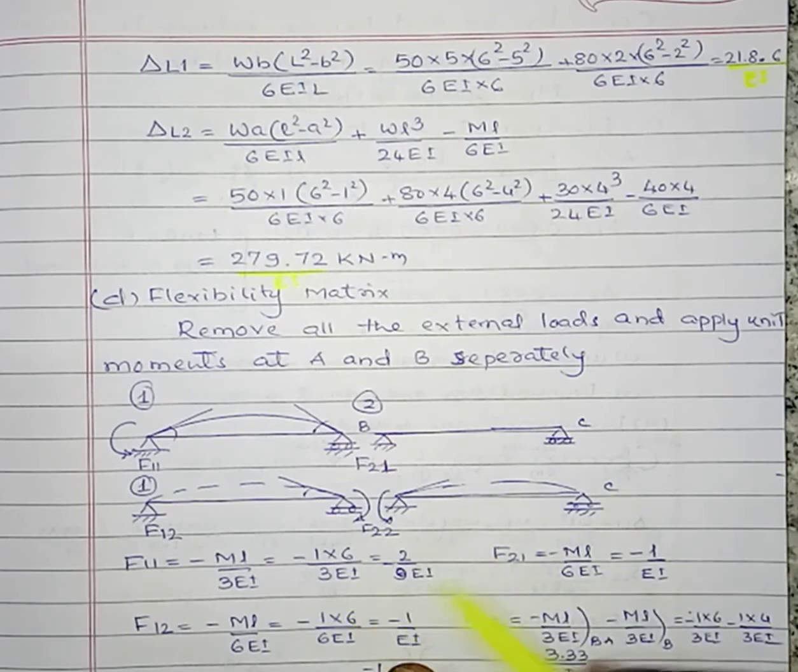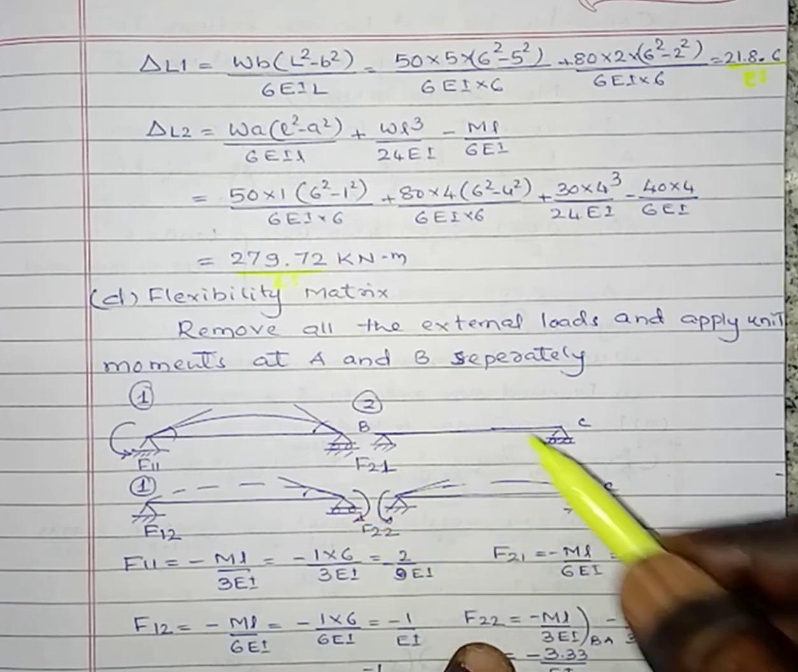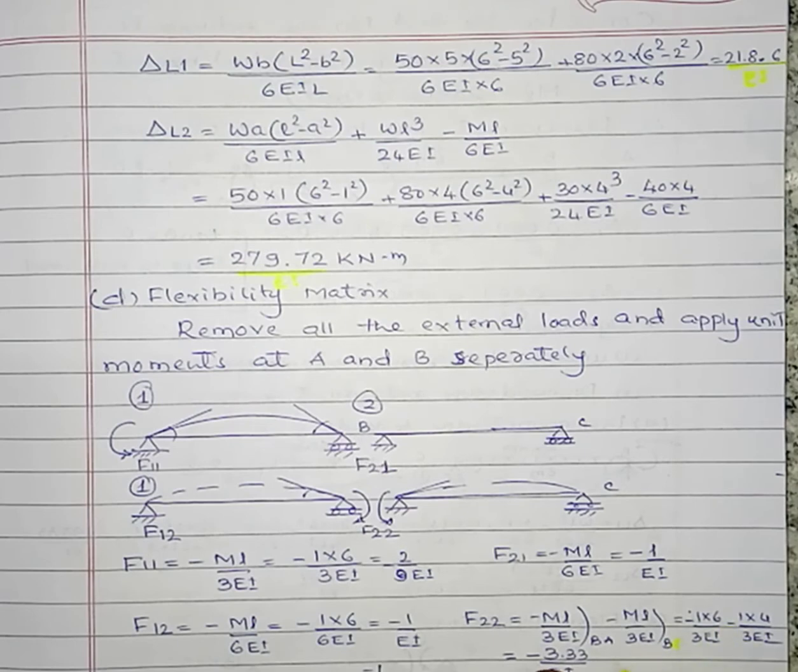Here by observing, F12 and F21 both are equal, that is by Maxwell's reciprocal theorem of deflection. Similarly, by applying the principle of superposition, the total displacement at coordinate 2 due to the unit load applied at 2 in span BA and in span BC is given by minus ml by 3EI in span BA, minus ml by 3EI in span BC. By substituting the lengths of BA and BC, that is minus 1 into 6 divided by 3EI, minus 1 into 4 divided by 3EI.